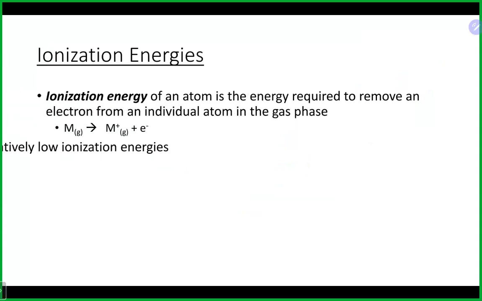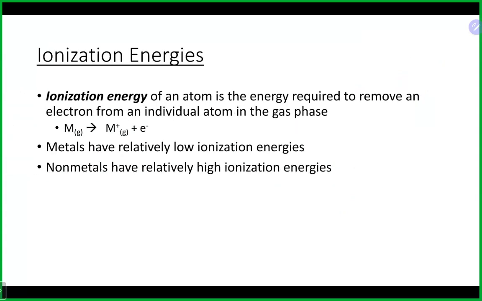Now, ionization energy is another factor that affects what's happening. And ionization energy is the energy that's required to remove an electron from an atom in its gas phase. By the way, electrons actually come off one at a time. They don't all just pop off at once.